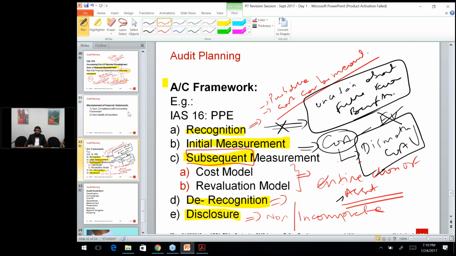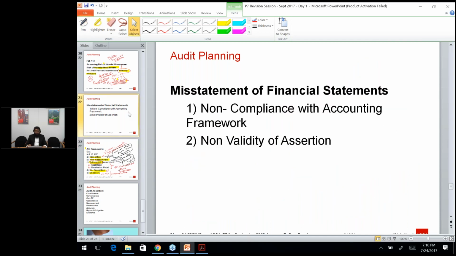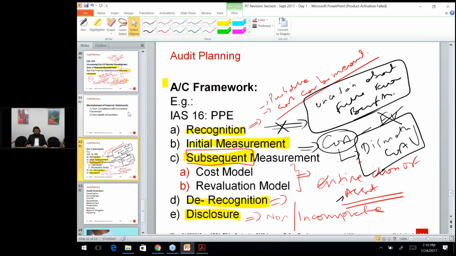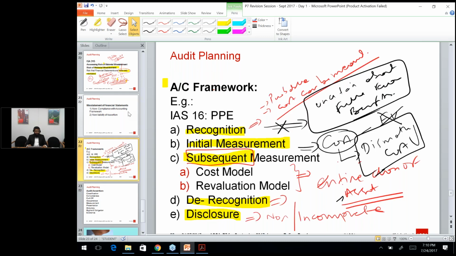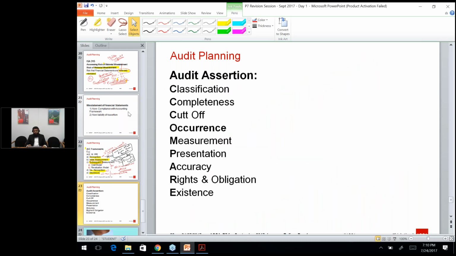So the misstatement could be with respect to the non-compliance of the accounting framework, number one, or it could be because of the non-validity of the assertions. Now what exactly are the audit assertions? The audit assertions are the declarations by the management while preparing the financial statement. Whenever the management prepares financial statements, they are deemed to make certain declarations. And those declarations are termed as audit assertions.